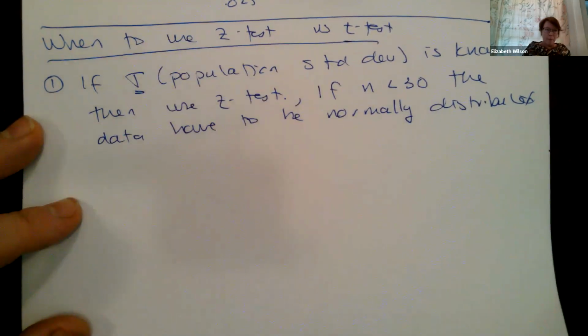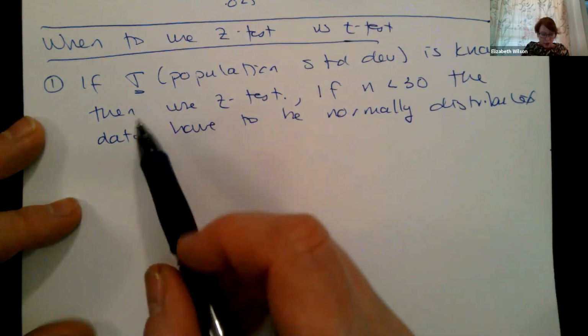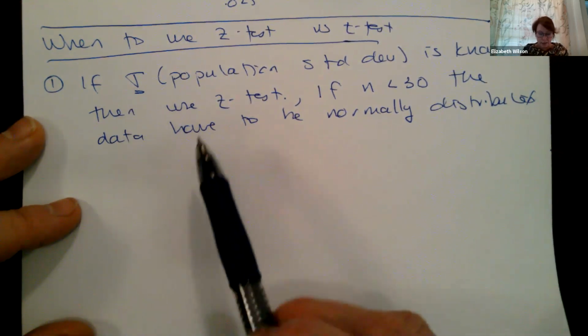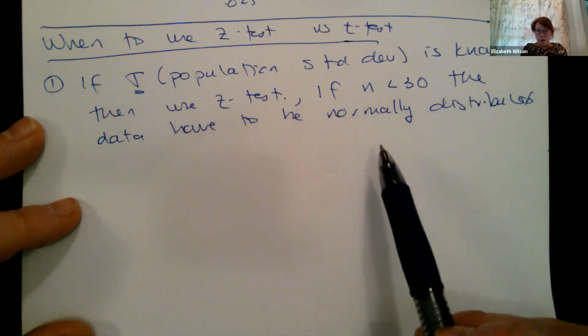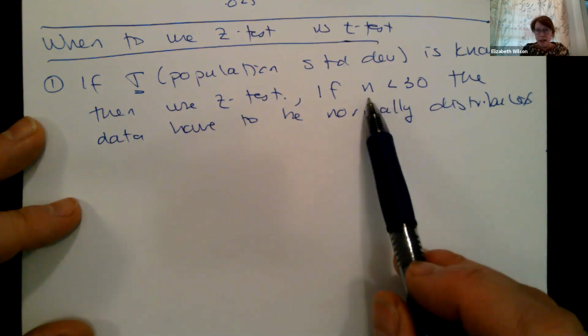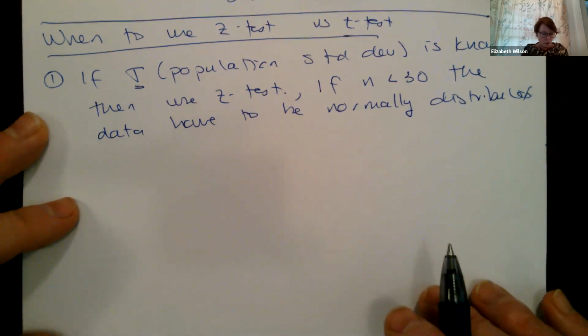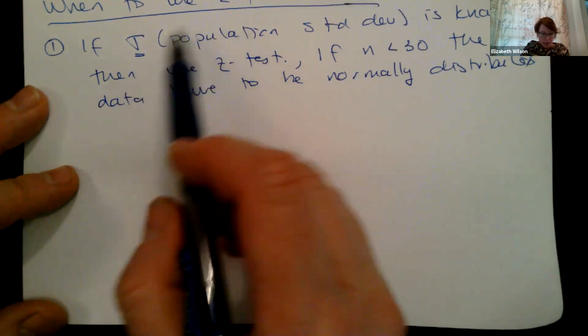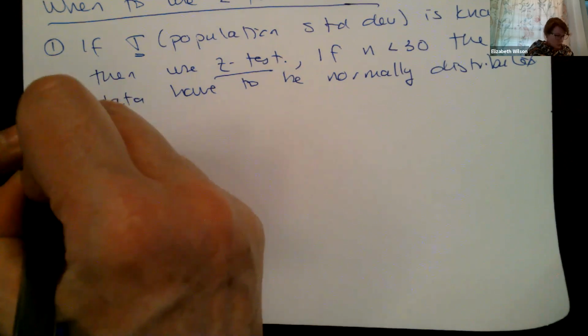It's really our population standard deviation, whether it's known or unknown, that is our deciding factor. So if it's known, go ahead and use the z-test. If the n is less than 30, it has to be stated that the data is normally distributed. If it doesn't state that and the n is greater than 30, you can assume by the law of large numbers that the data is normally distributed and use the z-test, okay, if our population standard deviation is known.